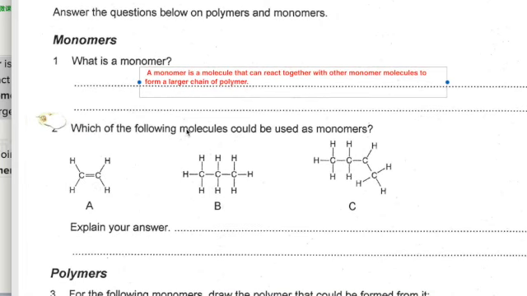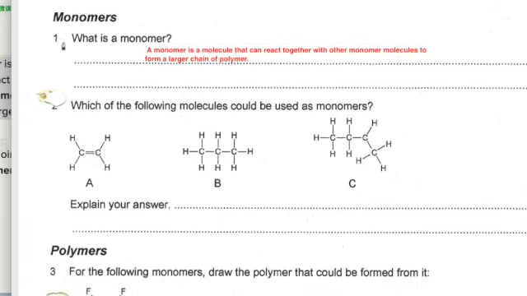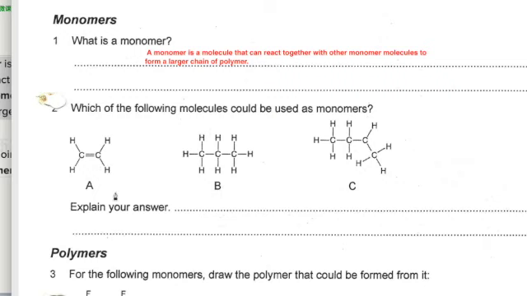Let's give a try here. Which of the following molecules could be used as a monomer? Which one do you think? Of course, it is A. Why? Because it has a carbon-carbon double bond, and that can be opened up to join with the others. This is a saturated hydrocarbon. No, this again has a carbon-carbon single bond. This is a saturated hydrocarbon. No.